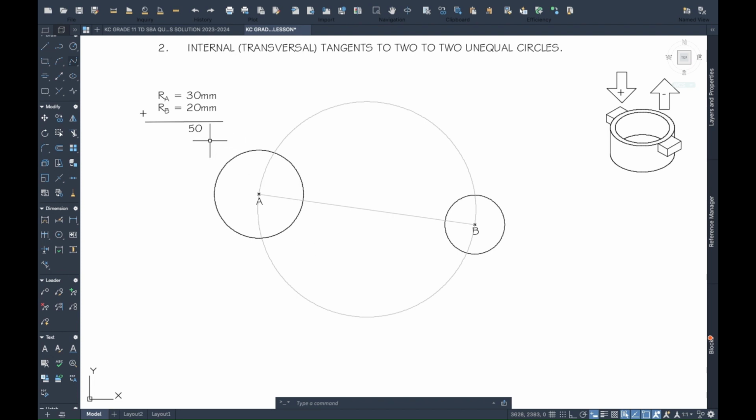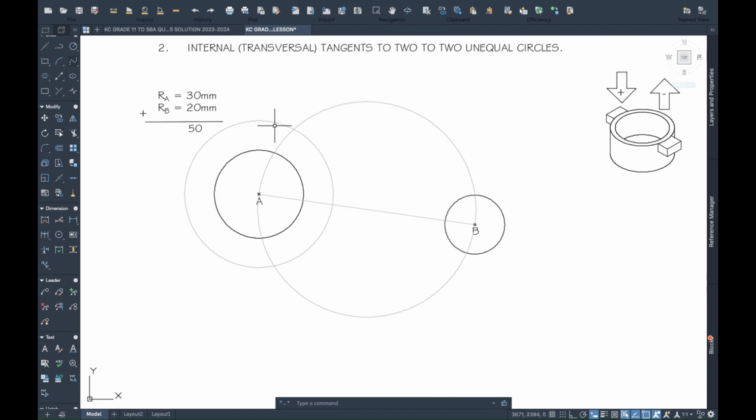Now remember that we said we'll add the radius. So we'll add the radius of this one, which is 20 mm, and the radius of this one, which is 30 mm. So the total radius now would be 50 mm. So we're going to get a new circle at the bigger circle, using the center of the bigger circle. So circle, I want R for radius, and then it will be 50. Now we get a new circle.